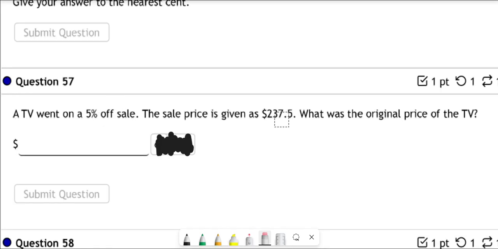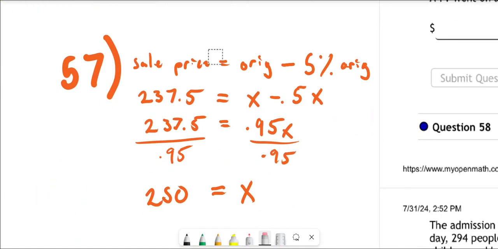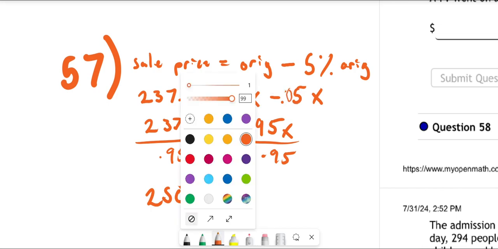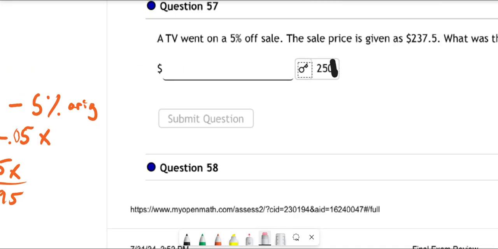A TV went on 5% off sale. The sale price was given as $237.5. What was the original price? This is precisely the same problem with different numbers. We have a sale price, a price paid, which is equal to the original price minus the percentage you took off. Now that's going to be 0.05 for 5%, which subtracted from 1 gives me 0.95 times x. Dividing by 0.95 on both sides, 237.5 divided by 0.95 gives me 250. 250 is the answer. We move on to the next one.